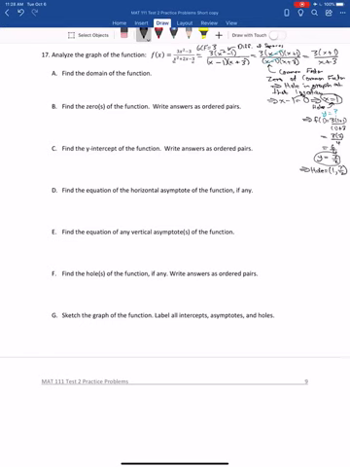So as you notice, it did ask us to find any holes in our graph. So I'll go ahead and answer that down here. I like to go ahead and find out that first. So there'll be a hole in our graph at (1, 1.5), right? We plotted that point. That's our point of discontinuity.